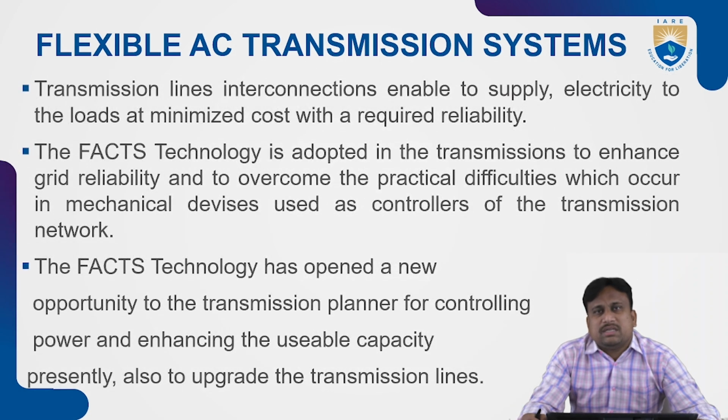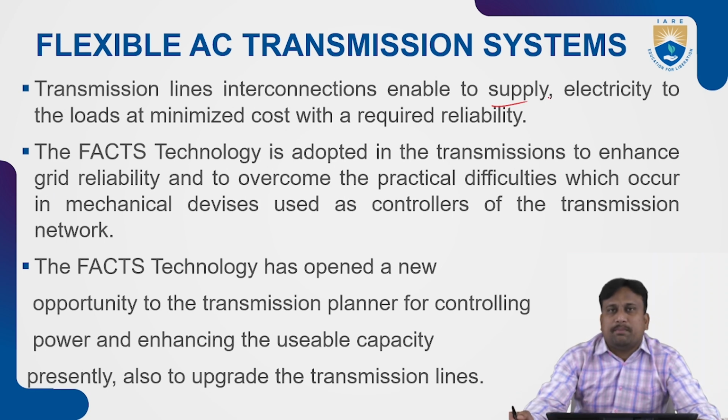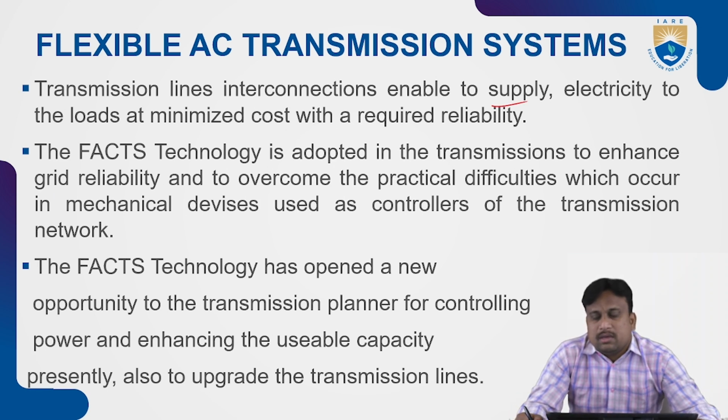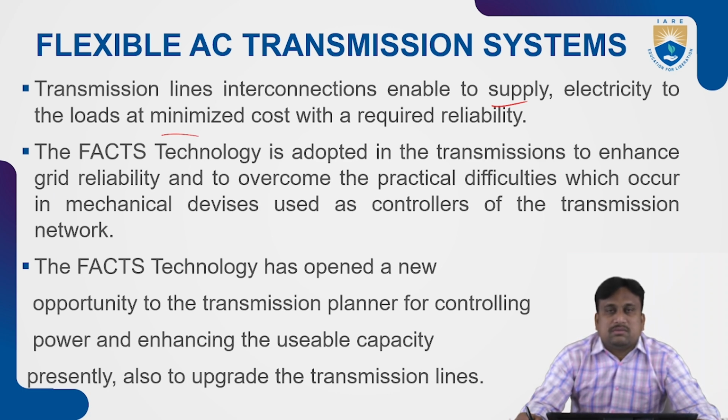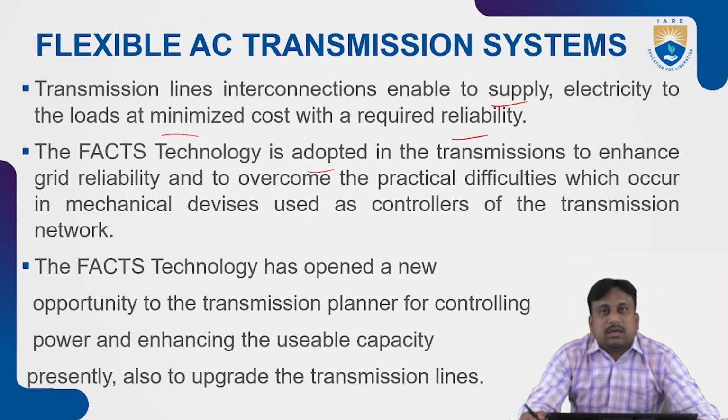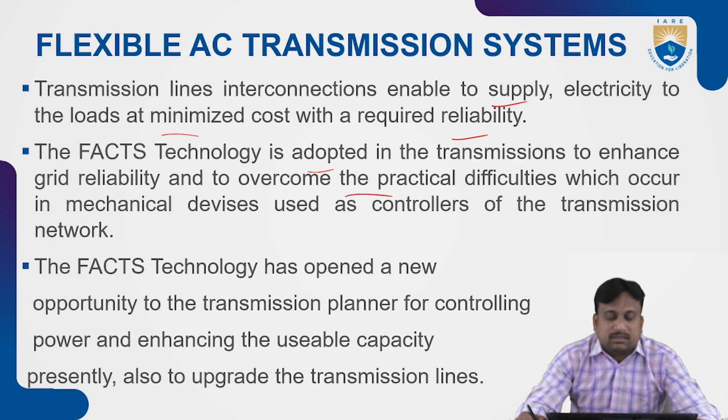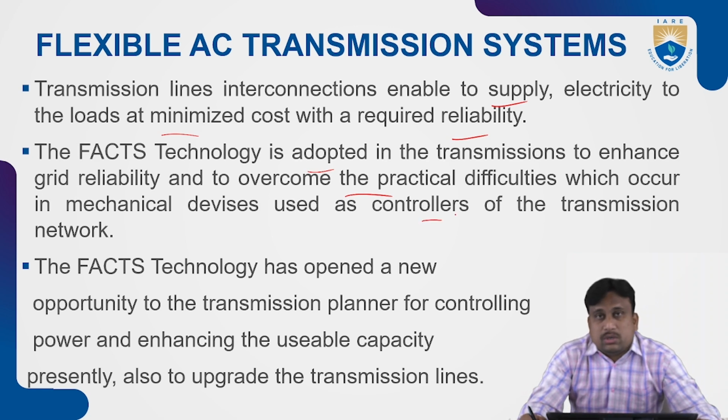Usually the transmission lines are interconnected. They are enabled to supply electricity to loads connected far away. This is supposed to be done at minimized cost, and it requires reliability conditions. So FACTS technology is usually adopted in the transmission networks to enhance the grid capacity and reliability, and to overcome the practical difficulties which may occur in mechanical devices. They are used as controllers, what I called FACTS controllers, for the transmission of the whole network.